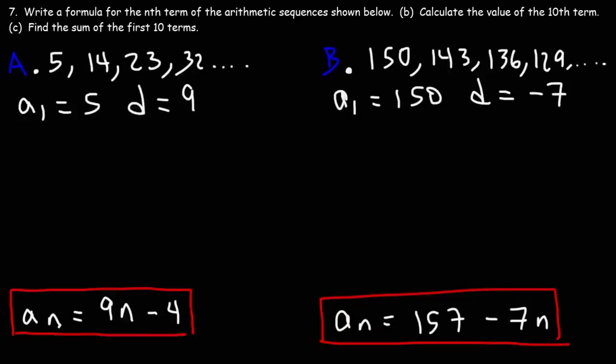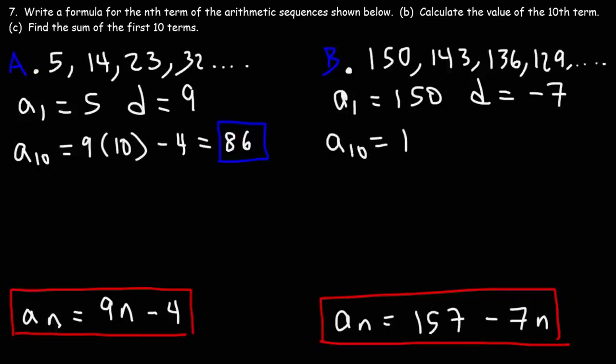Now let's move on to part B. Calculate the value of the 10th term of the sequence. So we're looking for a sub 10. So let's plug in 10 into this equation. So it's going to be 9 times 10 minus 4. 9 times 10 is 90. 90 minus 4 is 86. So that is the 10th term of the sequence in part A. For part B, the 10th term is going to be 157 minus 7 times 10. 7 times 10 is 70. 157 minus 70 is going to be 87.